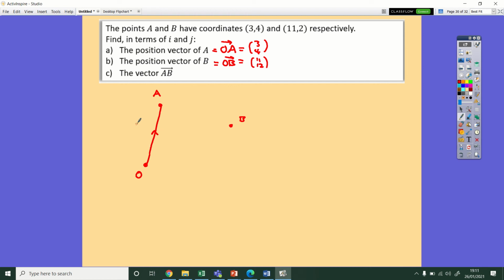So this is 3, 4. And then O to B is this one here. That's going to be 11, 12. And what we're after is the vector AB. So let's draw it on. The vector A to B is here. That's the one I want.